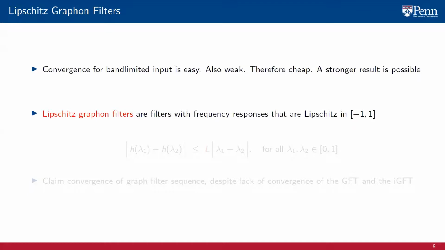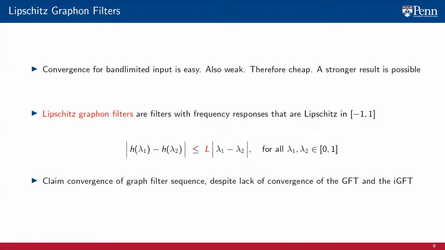To do that, we introduce the notion of a Lipschitz graphon filter. The definition is what you would expect. A graphon filter is Lipschitz if its frequency response is Lipschitz in the interval -1, 1. That is, the absolute value of the difference between the filter's frequency response evaluated at lambda 1 and the filter's frequency response evaluated at lambda 2 is bounded by the absolute value of the difference between lambda 1 and lambda 2 scaled by a Lipschitz constant L. This condition must hold for any pair of variables in the -1, 1 interval.